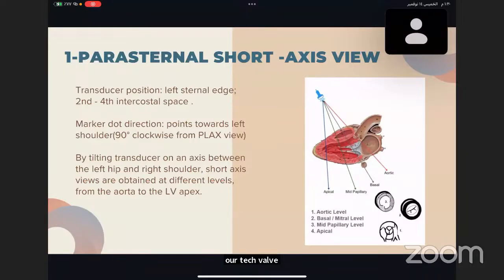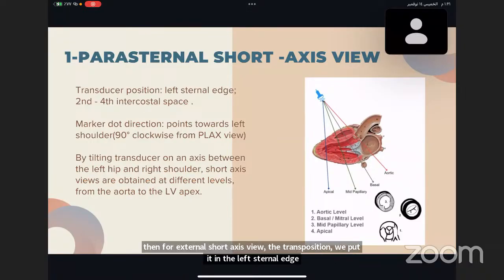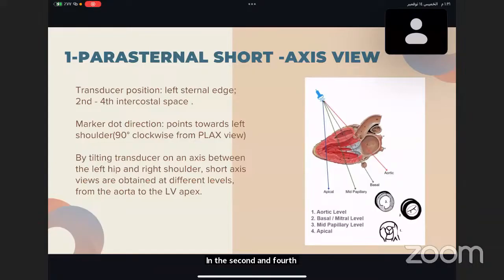Okay, then the parasternal short axis view. The transducer is placed at the left sternal edge in the second to fourth intercostal space, with the marker dot rotated 90 degrees clockwise toward the left shoulder, tilting the transducer on the axis between the left hip and right shoulder. Short axis views are obtained at different levels from the aorta to the left ventricular apex.